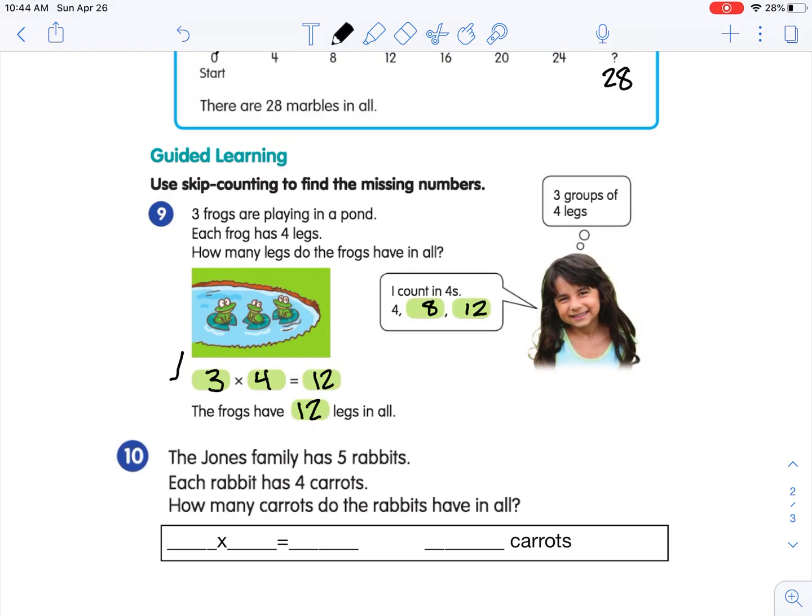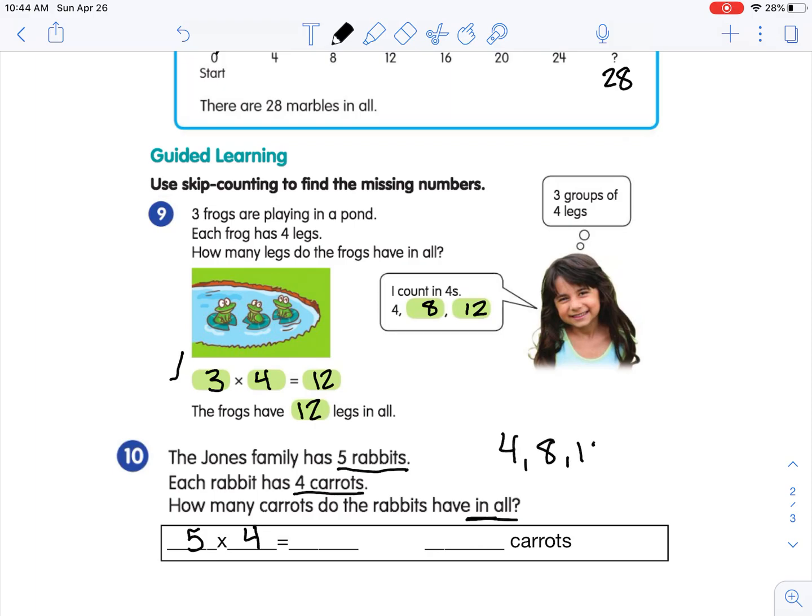All right, let's take a look at number 10. It says the Jones family has 5 rabbits. Each rabbit has 4 carrots. How many carrots do the rabbits have in all? Well, I know that's the same thing as saying a certain number of groups and a certain number in each group. So if the Jones family has 5 rabbits, let's say that's 5 groups. And each rabbit has 4 carrots, meaning there's 4 in each group. So now I have 5 times 4. Well, let's skip count by 4s 5 times to see what our answer would be, because we want to know how many carrots the rabbits have in all.